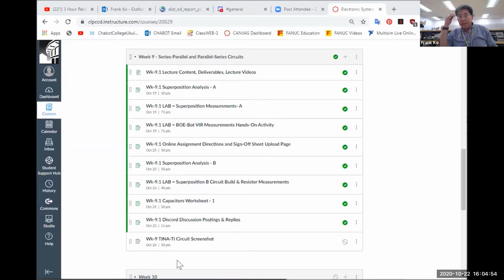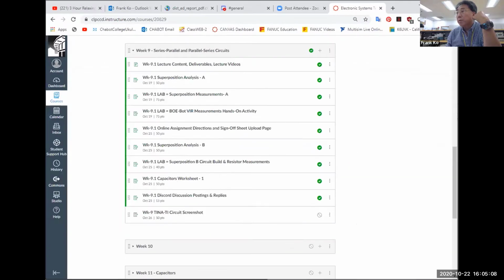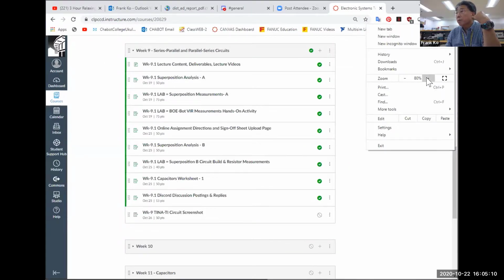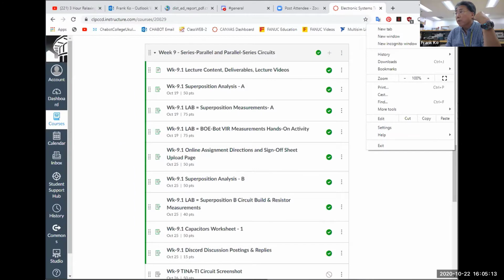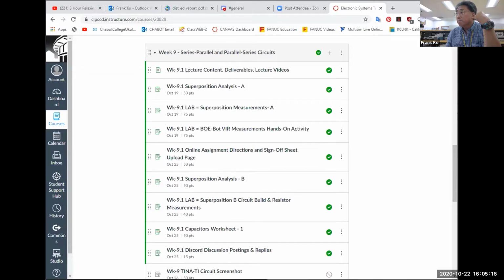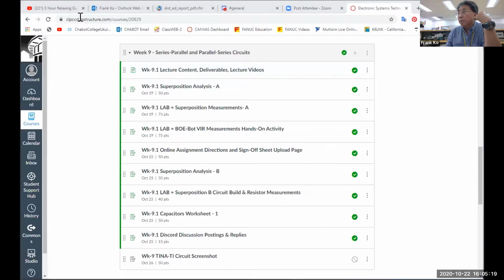And I'd like to start by sharing the screen for Canvas. Let's go ahead and make sure you can see all of this. Can everybody see my Canvas screen? Good. Let me make this a little bigger so you can see it more clearly. All right, that makes it a little more visible.